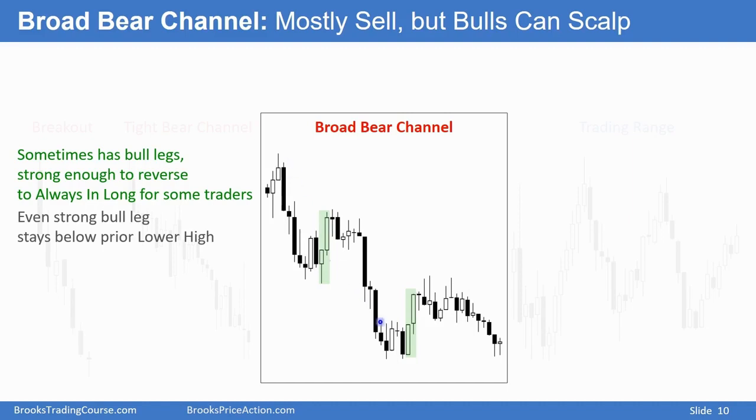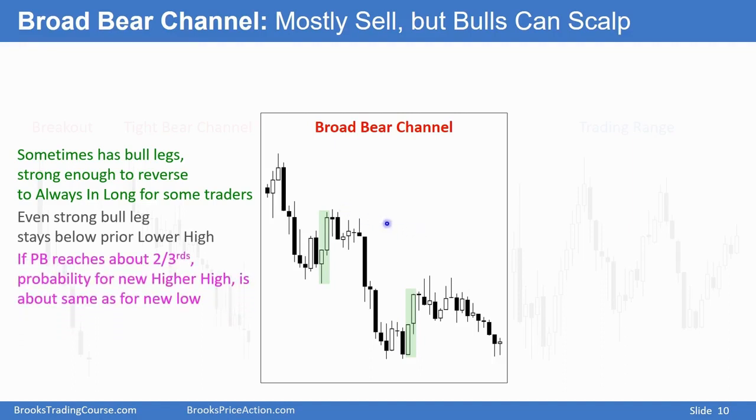And for a broad bear channel like this, as long as a pullback stays below maybe 2/3 of the height of the prior sell-off, the probability is the market's going lower. If you get a pullback that goes up maybe 2/3 of the height of the prior sell-off, if the pullback goes all the way up here, it becomes 50-50 whether or not it's going to go lower or go higher.